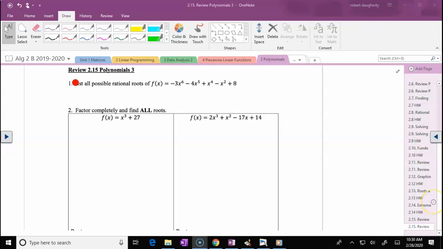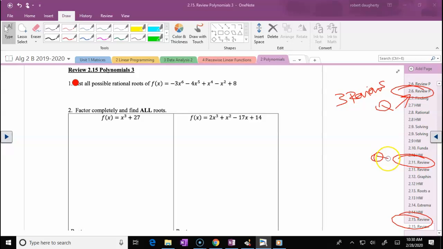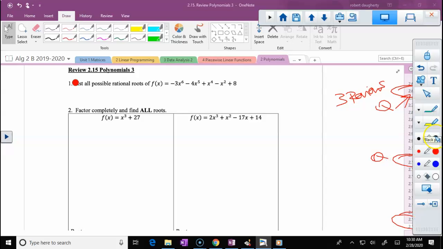So we had a review 2.6, and then it looks like we had another review at 2.11, and now we're looking at a review at 2.15, okay? So you got 3 reviews to look at. There was also a quiz right here, and there was a quiz right here. So you've got 3 reviews and 2 quizzes to look at for this particular unit, and that will get us all in gear. So let's take a look.